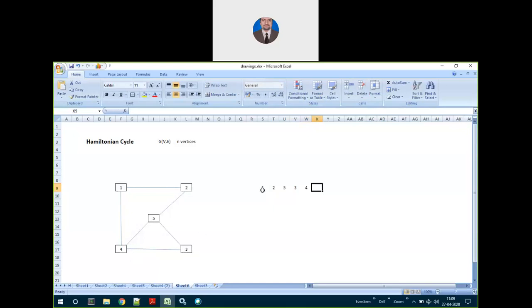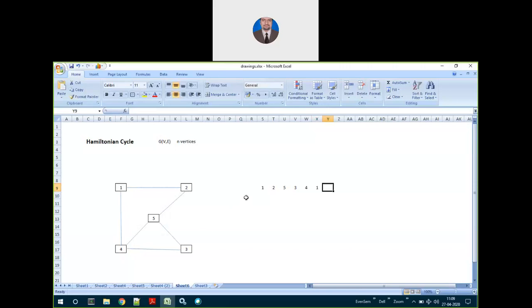Now if you notice here, all these vertices I am visiting exactly once. I am not visiting the same vertex more than once. So I have covered all the vertices. What is the last vertex here? Vertex number 4. After vertex number 4, I should reach the starting vertex. What is the starting vertex in this list? That is 1. Is there an edge from 4 to 1? Yes, there is an edge from 4 to 1. So from 4 I will travel to 1.